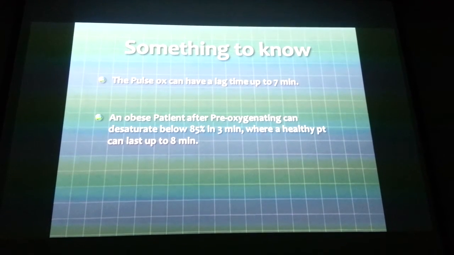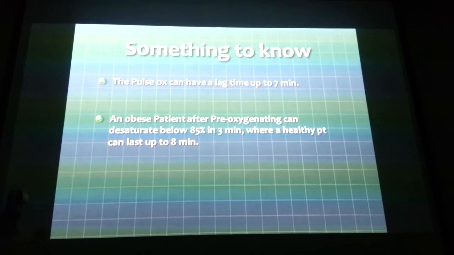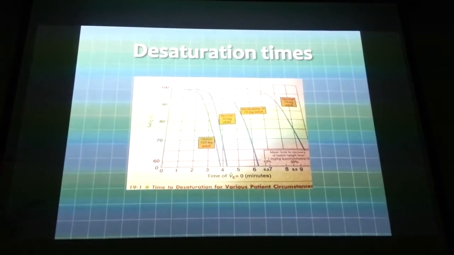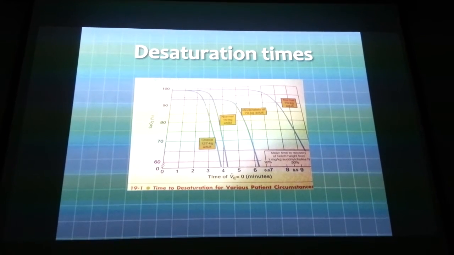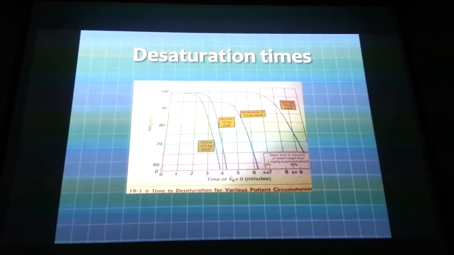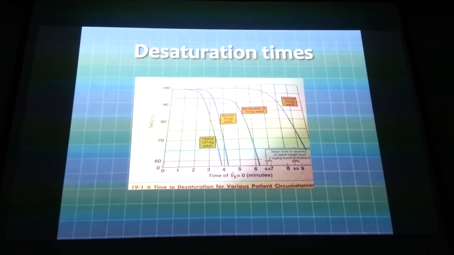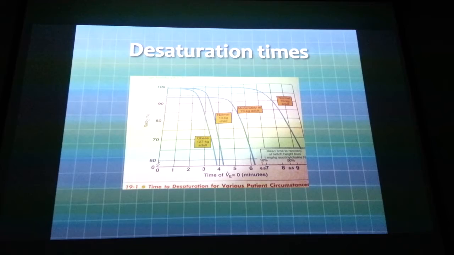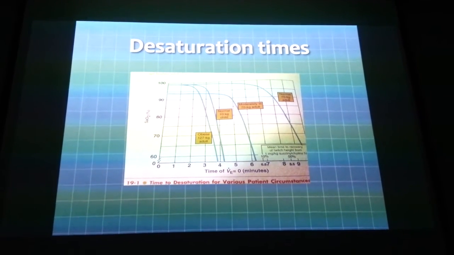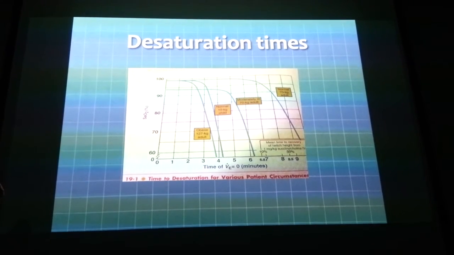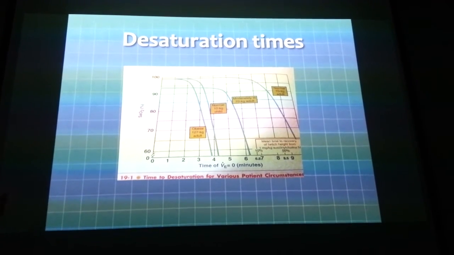An obese patient, after pre-oxygenating, can desaturate below 85% in 3 minutes, where a healthy patient can last up to 8 minutes. Let's look at this chart here. Obese, 127 kilograms, desats below 90 at almost 3 minutes, where a normal 70 kilogram patient desats below 90 right around 8 minutes. Your normal 10 kilogram children desat very quickly. Moderately ill, why do they desat so fast? Because they have a huge oxygen demand.